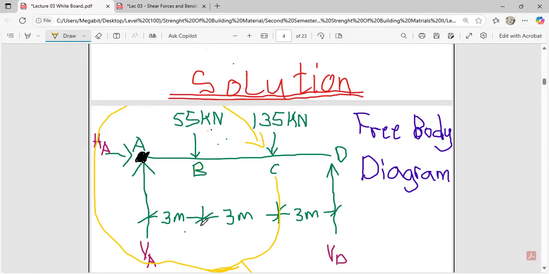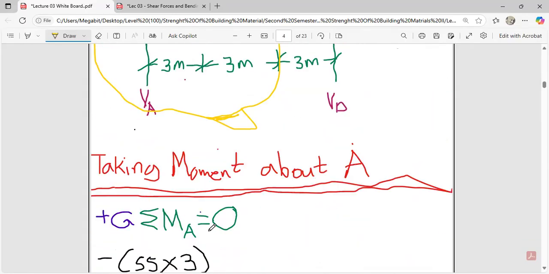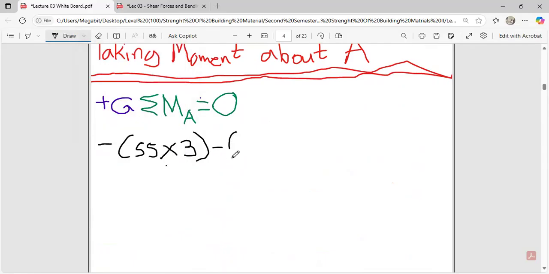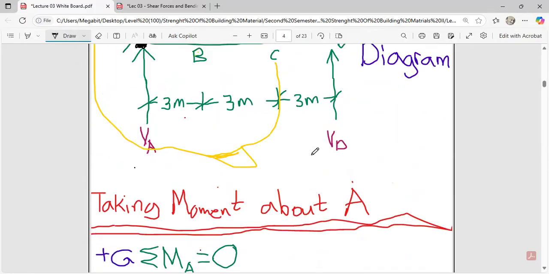From there, they're going to write minus 135 kilonewton times 6 meters. Then close the bracket.